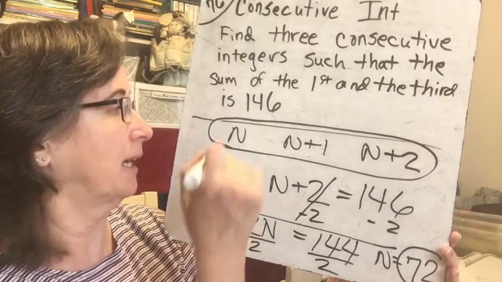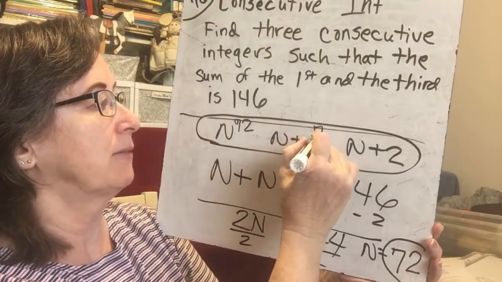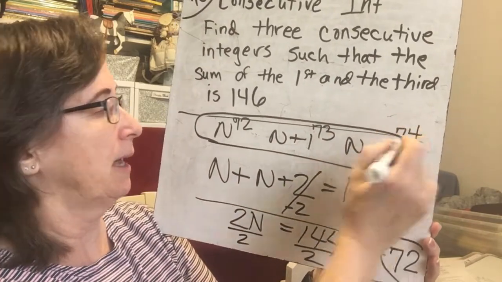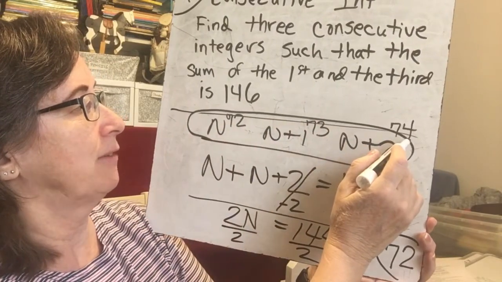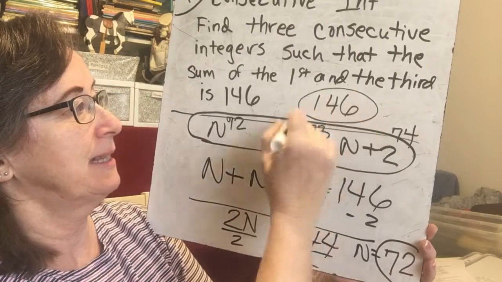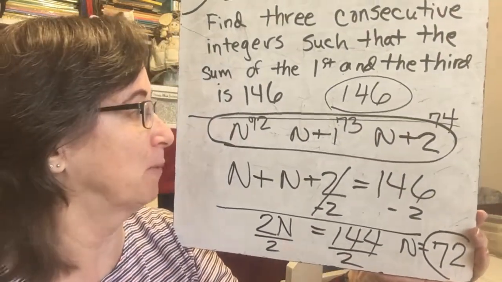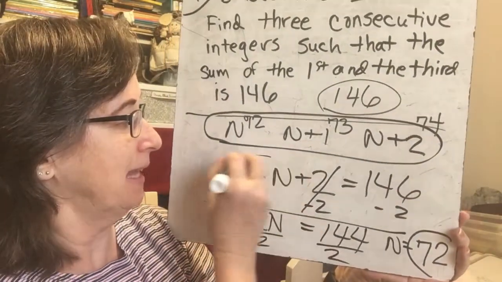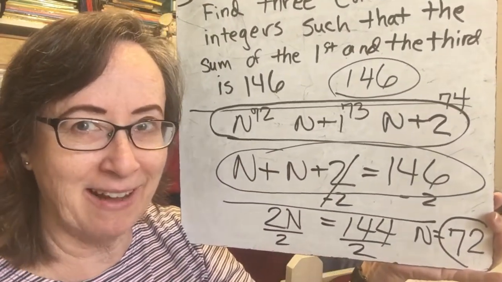So let's check it out. If n is 72, then n plus 1 is 73. Then n plus 2 is 74. And if I add 72 and 74 together, I get 146. And I solved the problem. So my numbers are 72, 73, 74. And this was the equation that I used to figure it out.